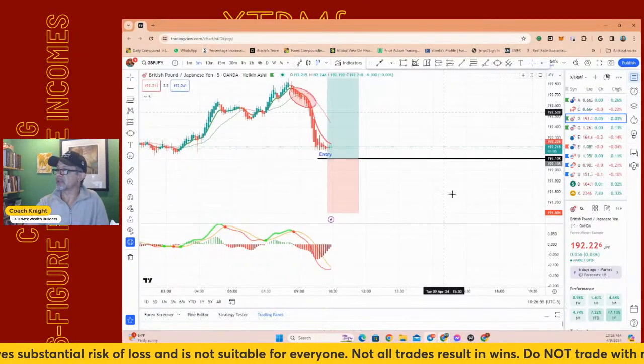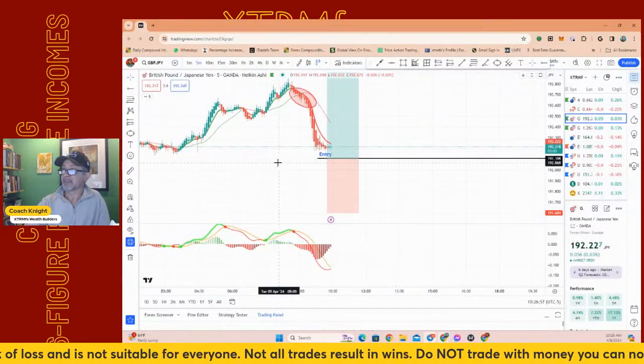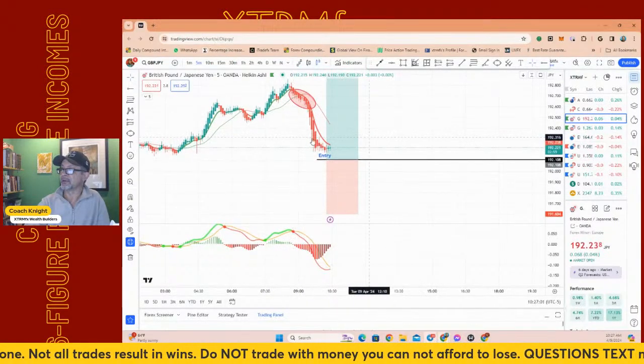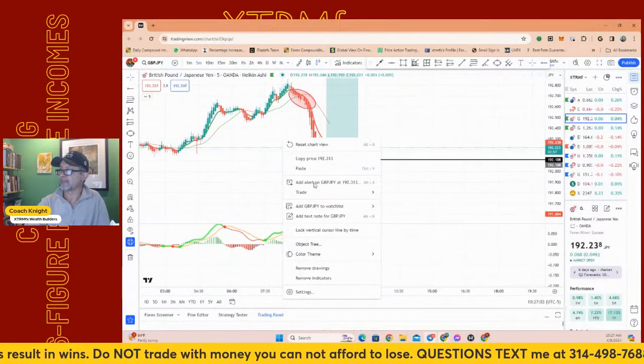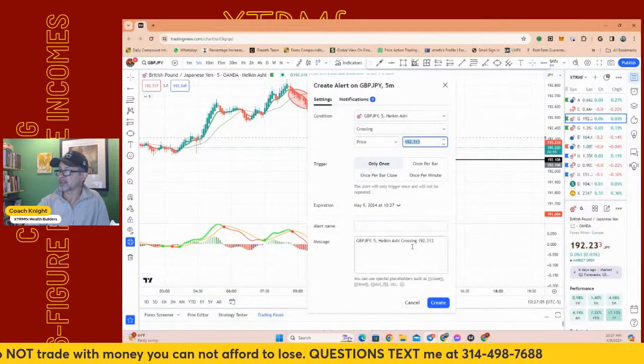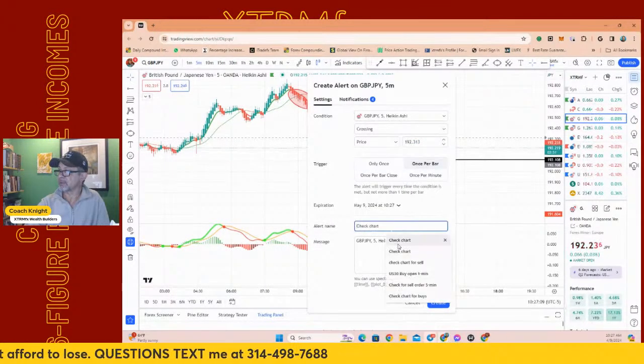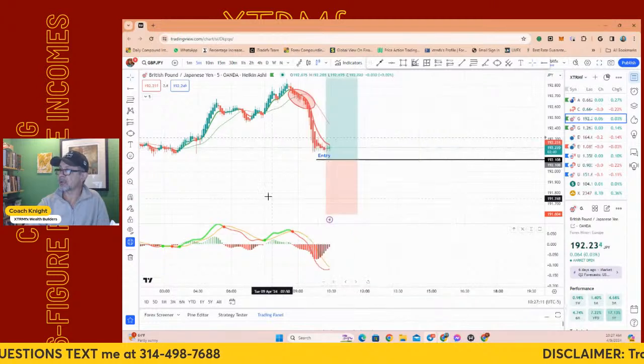I don't know why that's doing that. I have no idea why that alert's not catching in here. All right, let me try it on this side here. Add alert. Crossing. Okay, once per bar. Check chart. Create.